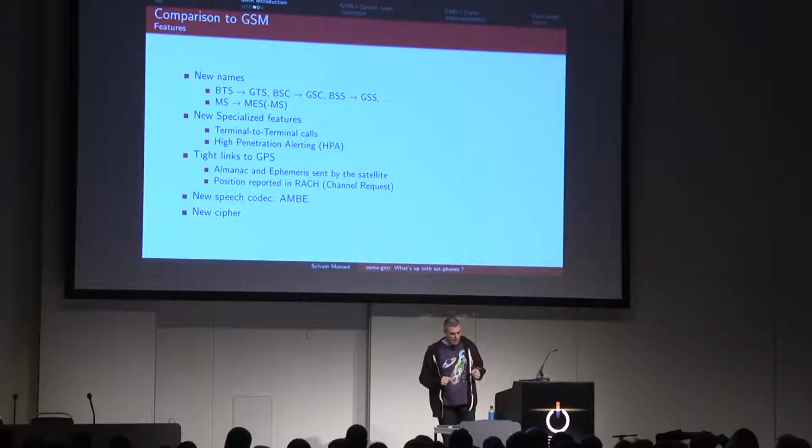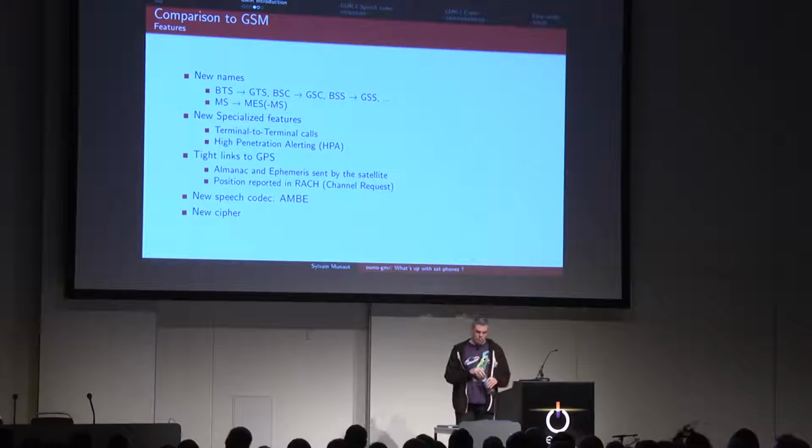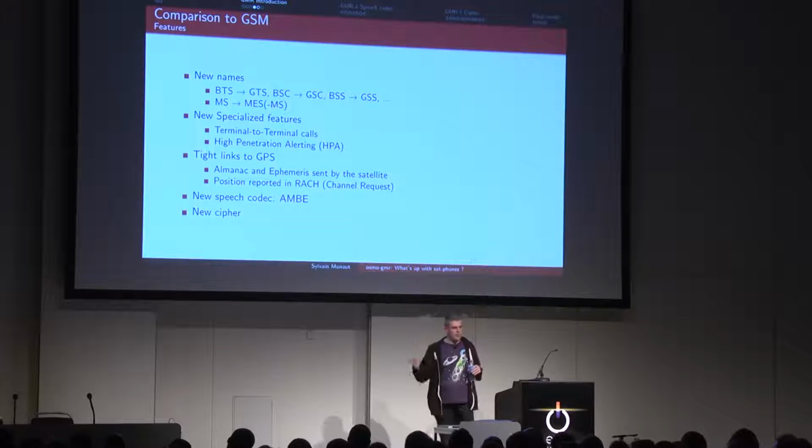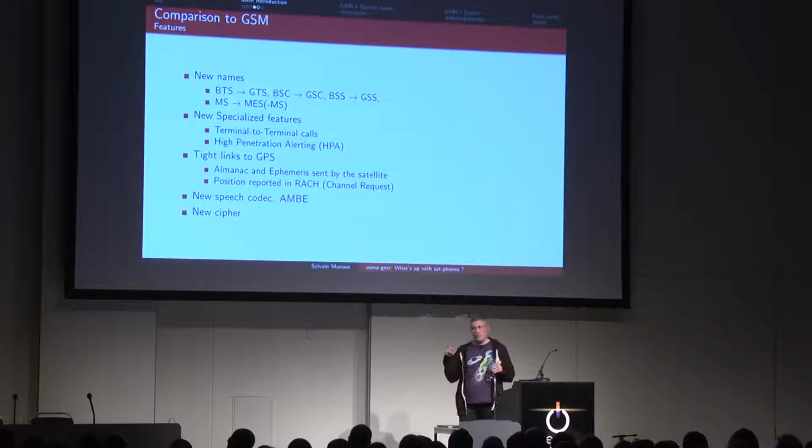There's also a very tight integration to GPS. For example, all the almanac and ephemeris data are actually broadcast by the Thuraya satellite so that your phone can get a lock faster. And when you place a phone call, the very first thing that your phone will do is send your exact GPS coordinates in clear to the operator.